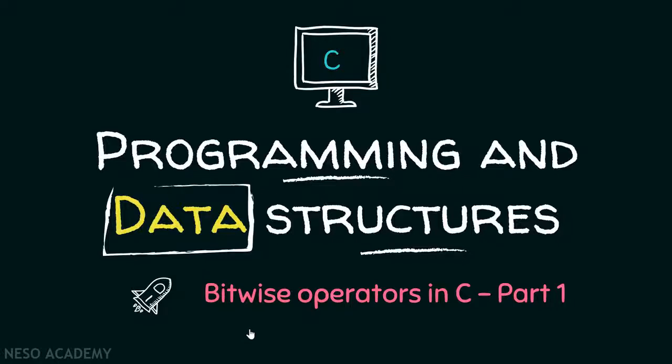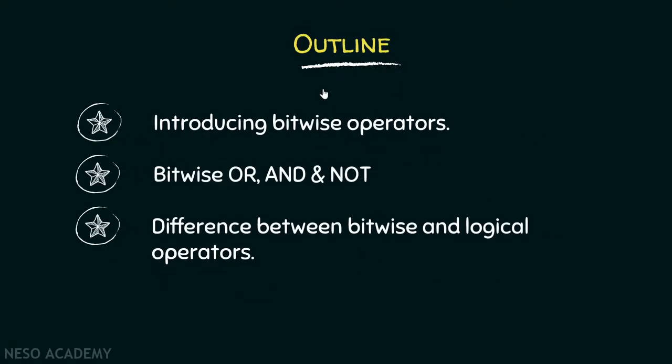In this lecture, we're going to talk about bitwise operators in C. This is part 1 of the bitwise operators. What is the outline of this lecture? Here we are going to introduce the concept of bitwise operators. What are bitwise operators? Then we are going to talk about bitwise OR, AND, NOT operators.